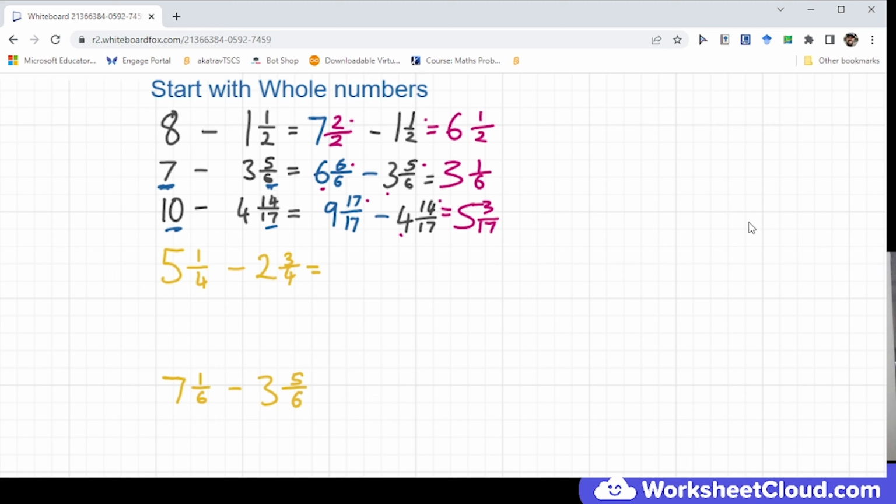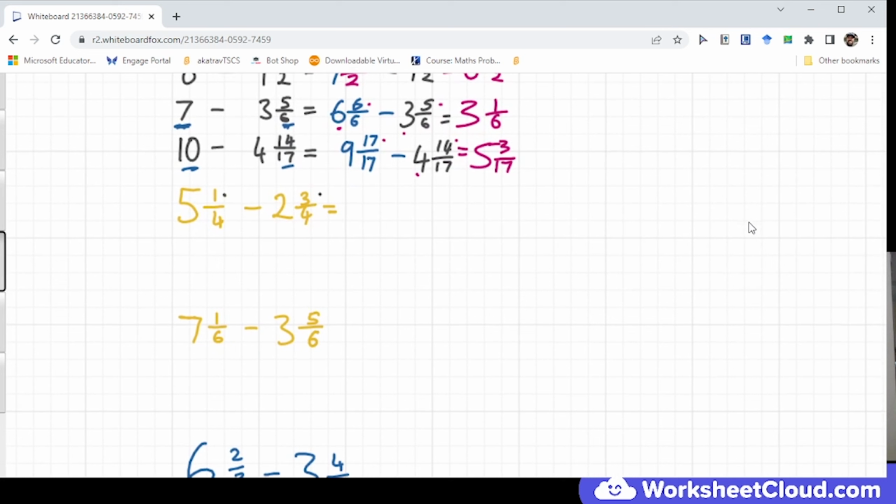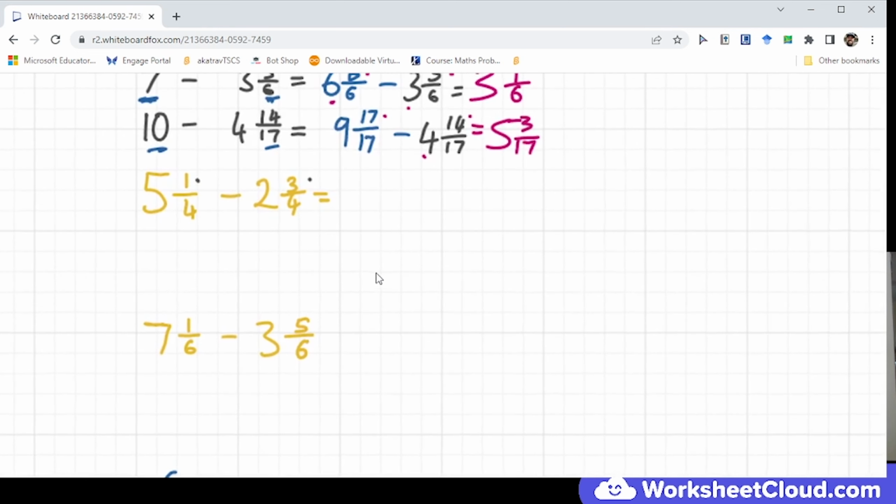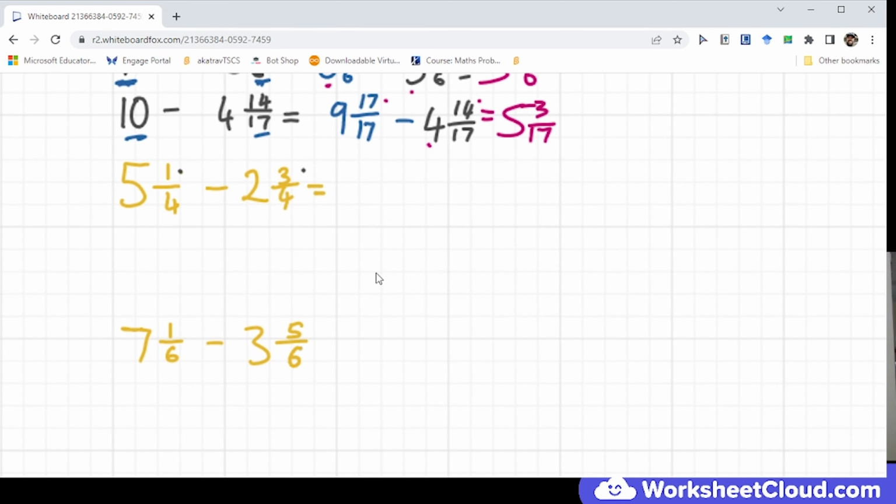So I've got 5 1/4 minus 1 3/4. Okay. I can see already that this is not going to work because I can't take 3 away from 1. I can't take 3 when I only have 1. All right, so what are we going to do here? Well, like we did before, we're going to borrow from the whole number.